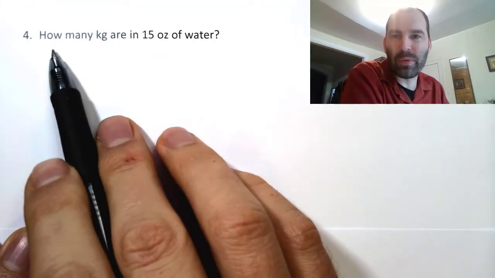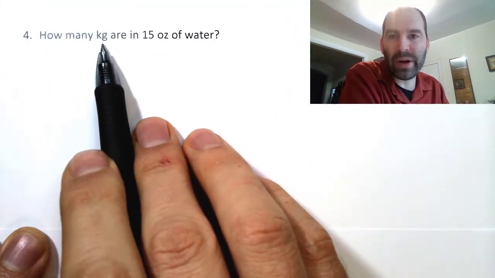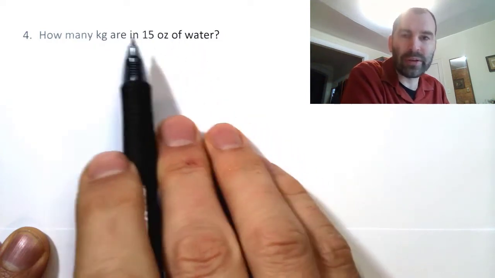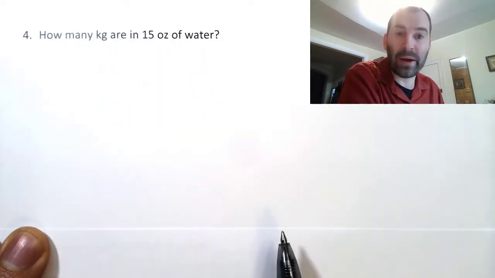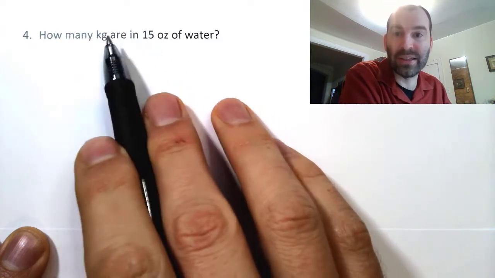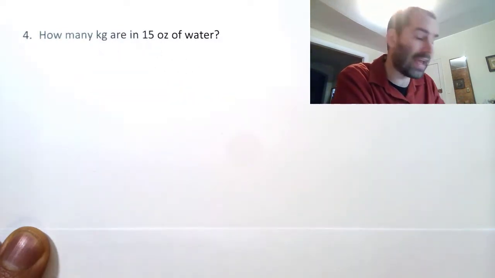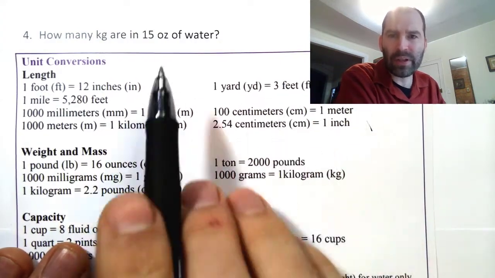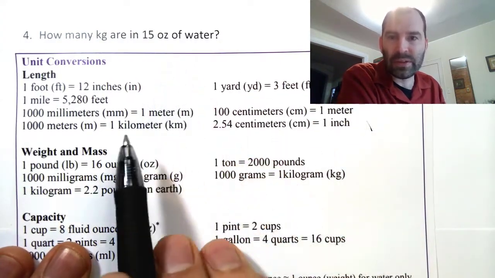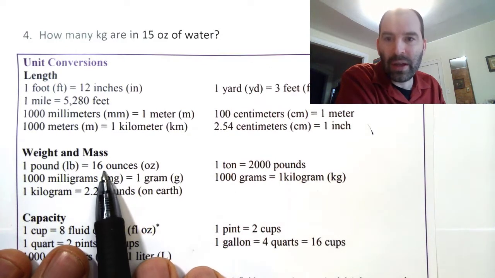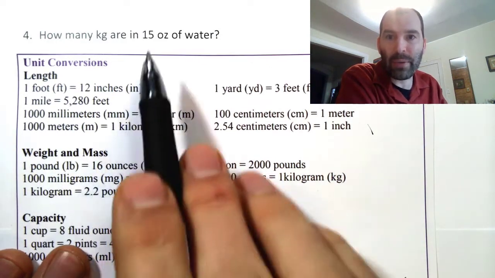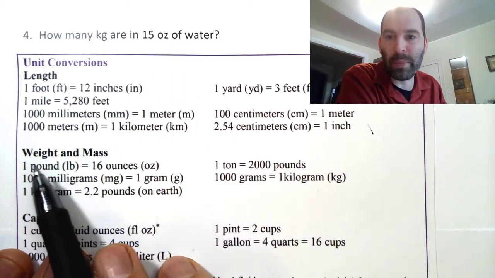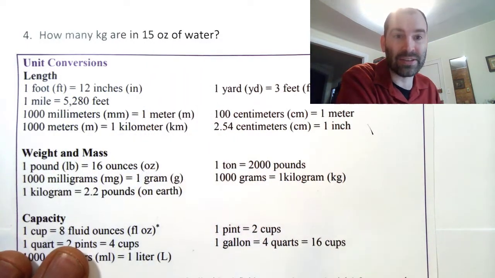Okay, in this next one, we are being asked how many kilograms are in 15 ounces of water. So it's like the other one, kilograms to ounces, but the other way around. Here we're converting from ounces to kilograms, but we're going to use the same conversions, but we have to do it in the other order. All right, so we're starting with ounces. So I'm going to first use this relationship. Now I want to cancel the ounces, so I'm going to multiply 15 ounces times 1 pound over 16 ounces.